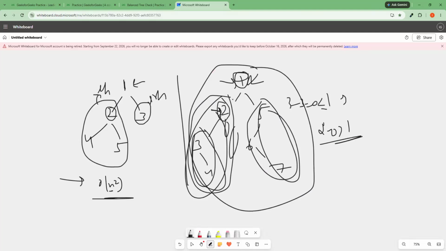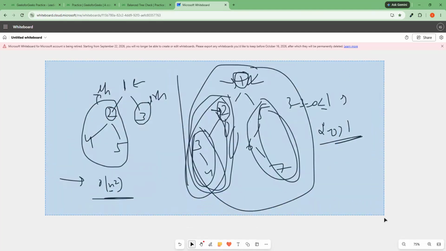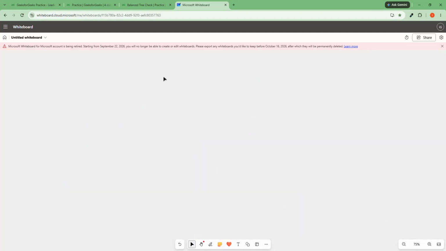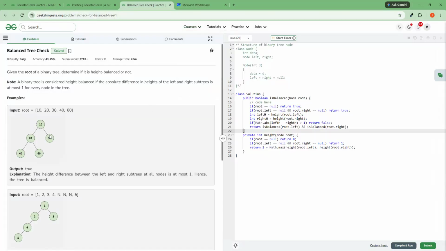But we will see the optimized Big O of n approach that will help you in interviews, because the interviewer will not be happy with this Big O of n squared. So let's see how the approach will look like for Big O of n. Let's reiterate it. We are calculating the height of each and every part again and again, right? We are calculating the height for each part again and again.